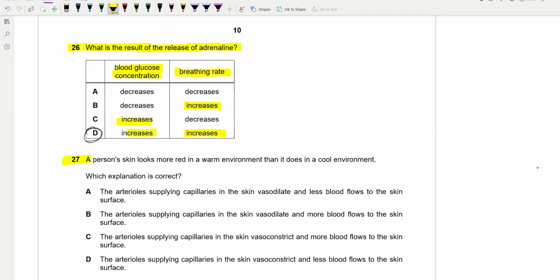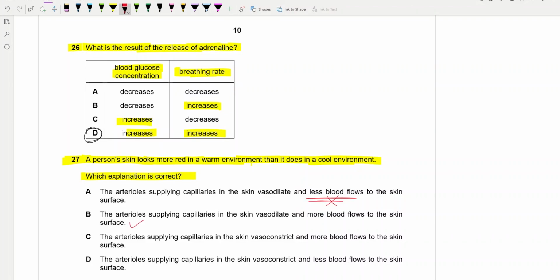Question number 27. A person's skin looks more red in a warm environment than it does in a cool environment. Which explanation is correct? Option A. The arterioles supplying capillaries in the skin vasodilate and less blood flows to the skin. So this is wrong. Option B. The arterioles supplying capillaries in the skin vasodilate and more blood flows to the skin surface, which is correct.